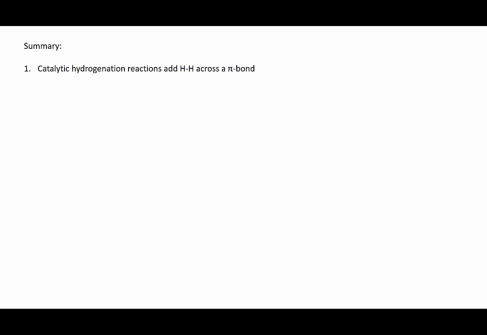So to summarize this, catalytic hydrogenation reactions add hydrogen across the pi bond, and they result in syn additions.